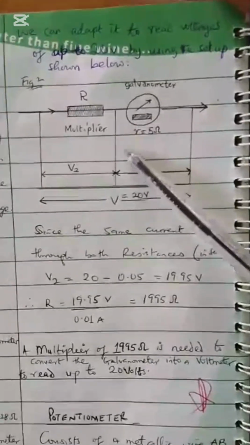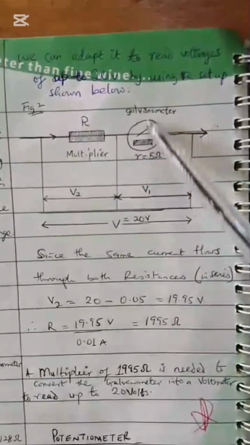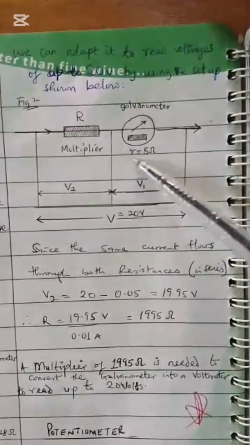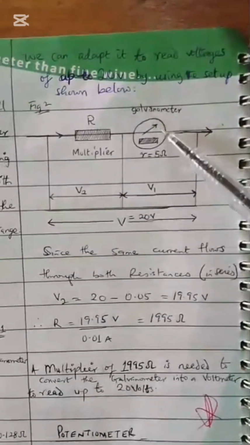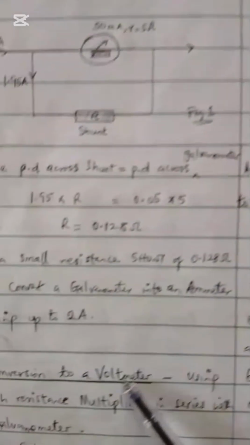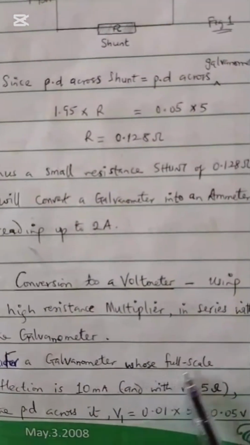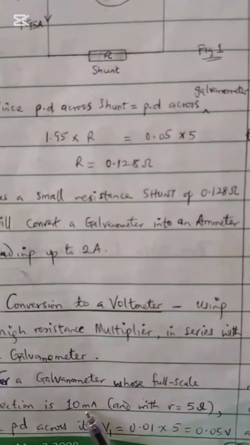Alright, so this is what it looks like. This is our galvanometer. It has an internal resistance of 5 ohms and it can only pass a current at full scale deflection. It can only pass 10 milliamperes.